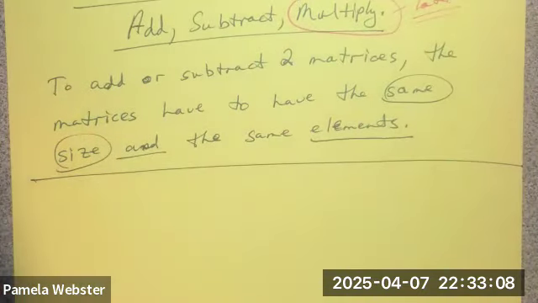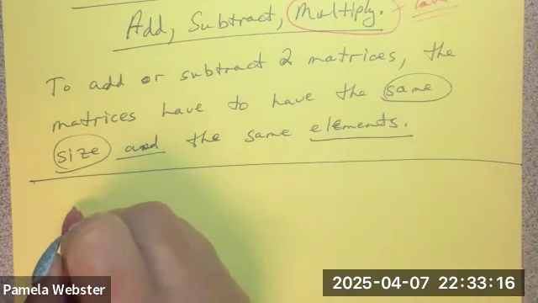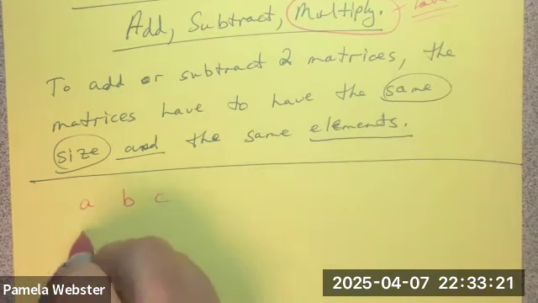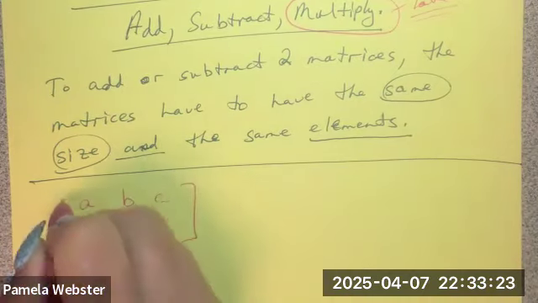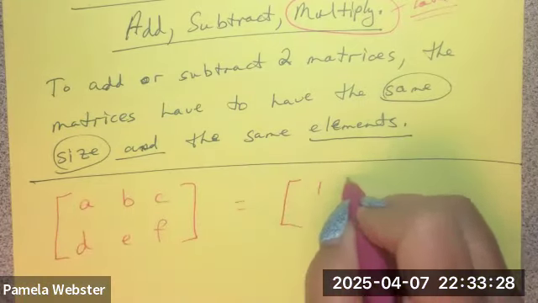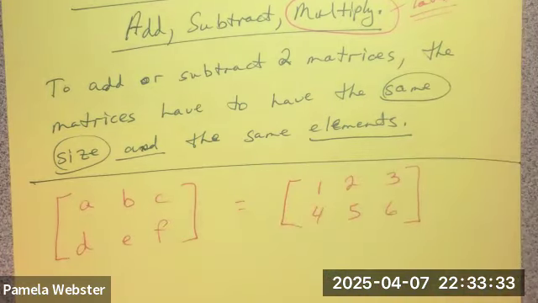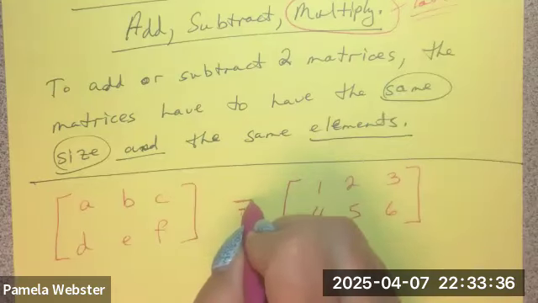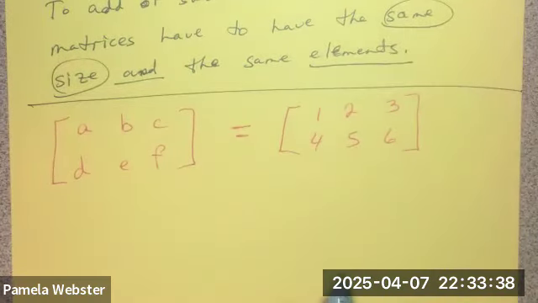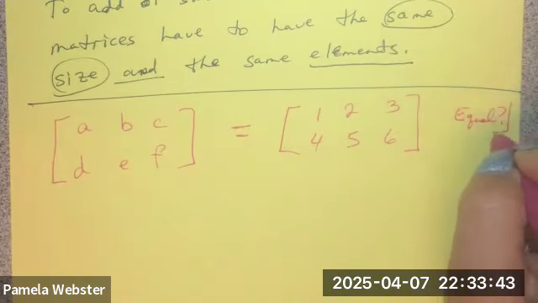All right, so what does it mean to be the same size, and the same elements? Well, let me give you a matrix: A, B, C, D, E, F, and say it's equal to 1, 2, 3, 4, 5, 6. Before I get into adding and subtracting, can I do this? Are they the same size? Can I say they're equal? And the answer is yes.